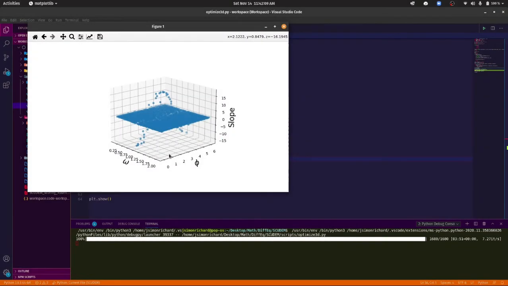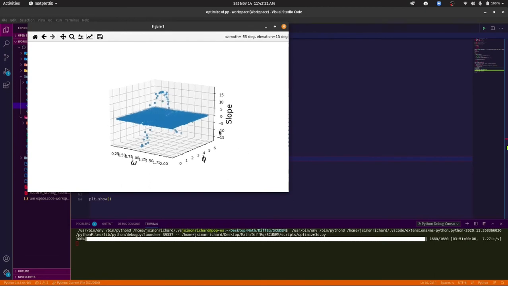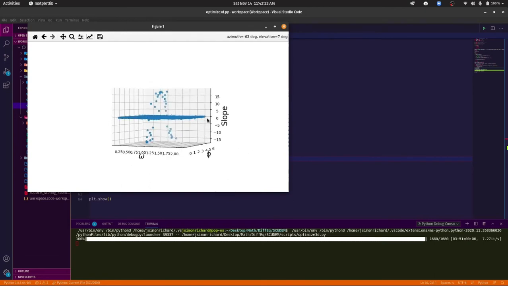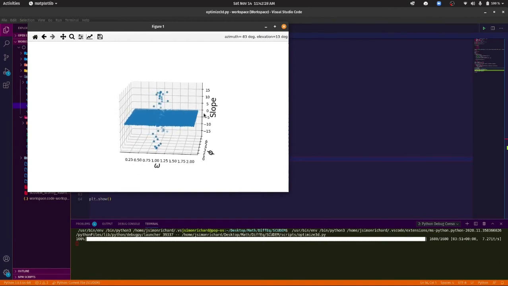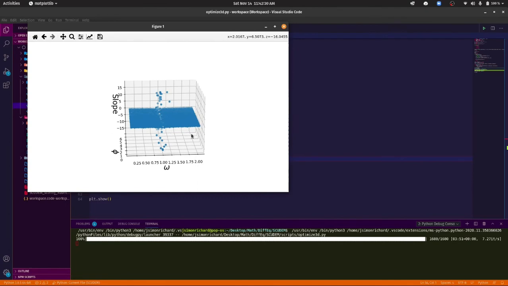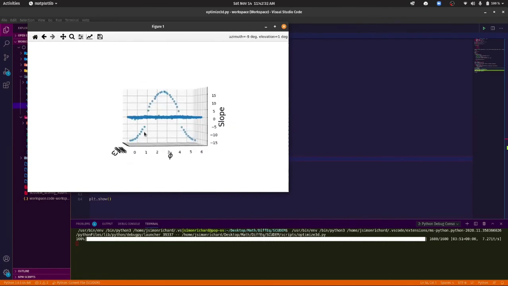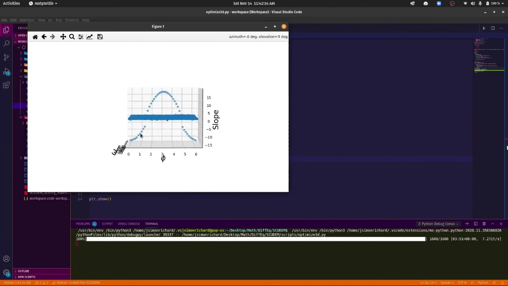Alright, here's our graph. On this axis we have omega plotted, on this axis we have phi, and then on this axis, the vertical axis, we have the best fit slope of each simulation. If we look at the points, we can see that most of them are hovering around 0. However, there's a thin slice here at omega equals 1 that, if we look at it from the phi side, looks kind of like a sine wave.